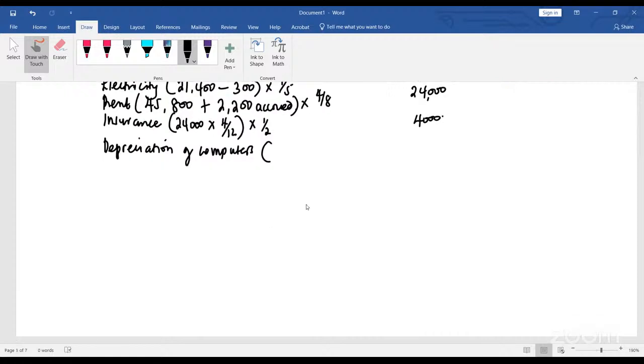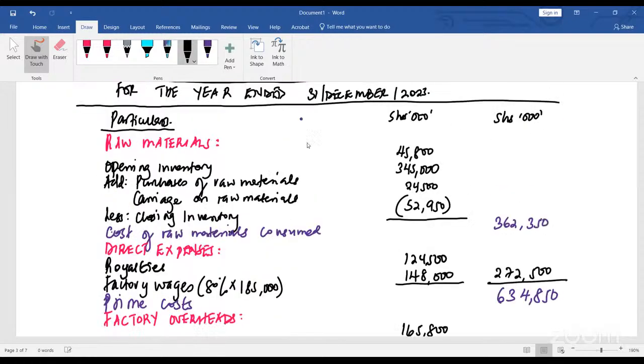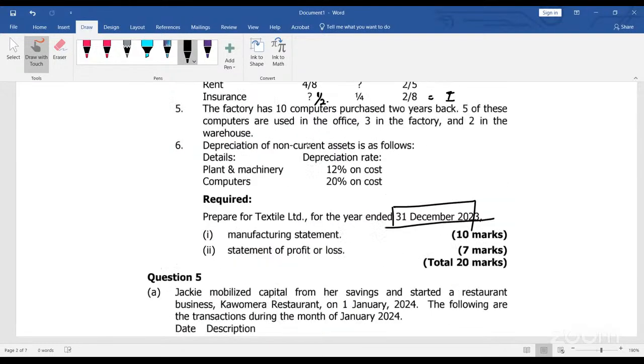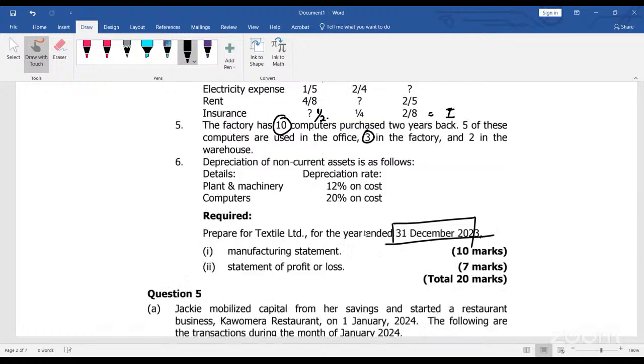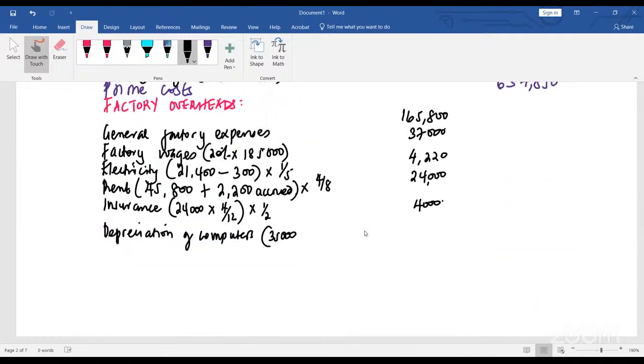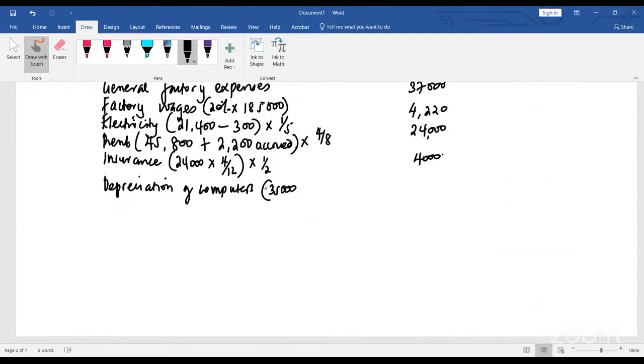So I'll bring the 35 millions. Yeah, that's the cost of all the computers. But not all the computers are used in the factory. There are 10 in total. That cost is for the 10 computers, but only 3 are used in the factory. So I want to depreciate the computers that we are using in the factory.